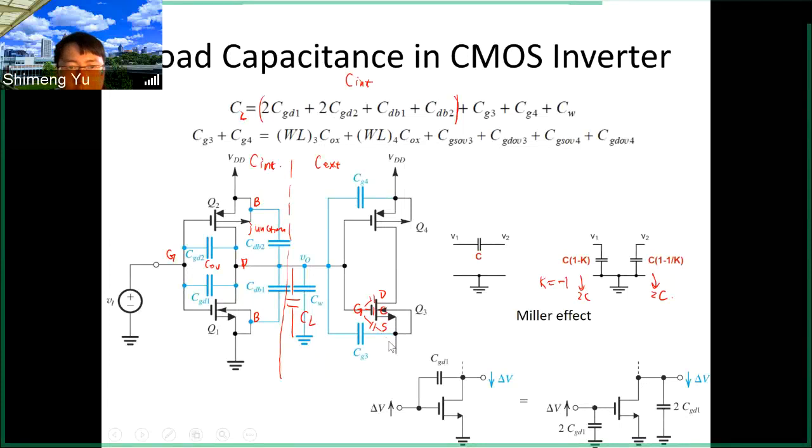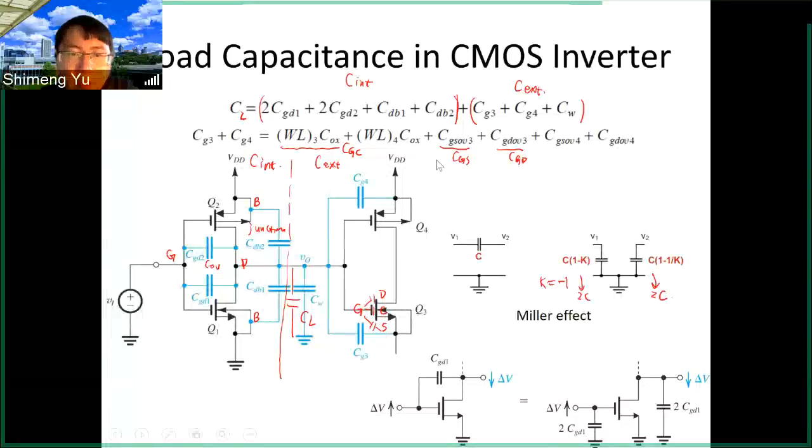So for the CG3, this is the gate to channel. And then we have the COV for the CGS and COV for the CGD. So those are the CG3. And similarly, you have that for CG4. So this is the second part, that is C extrinsic.